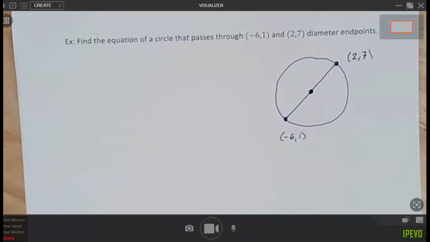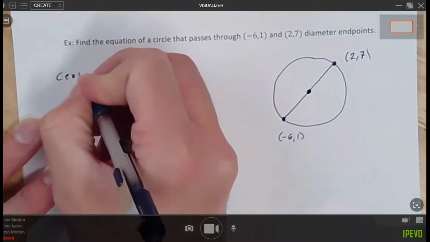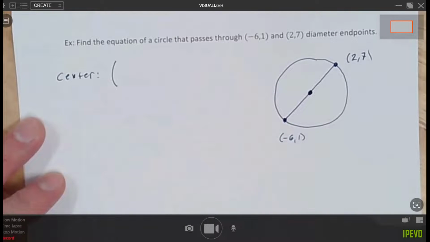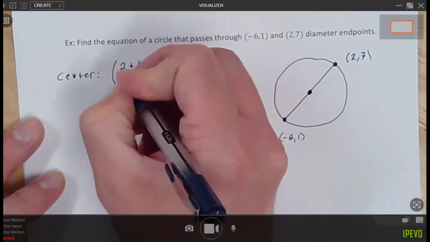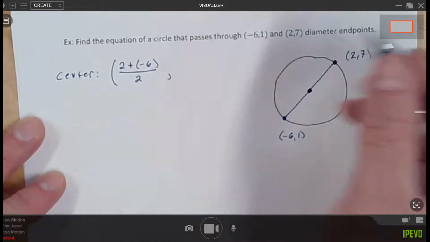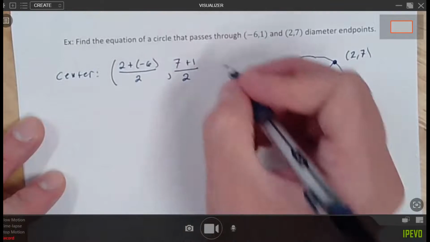How could we find the center? If we know the endpoints of the diameter, the center of the circle is exactly the midpoint, or the average. So the center is just going to be the midpoint of those 2 points. The x coordinate is going to be the average of 2 and -6, so 2 plus -6 divided by 2. And the y coordinate is the average of the y coordinates, 7 plus 1 divided by 2.